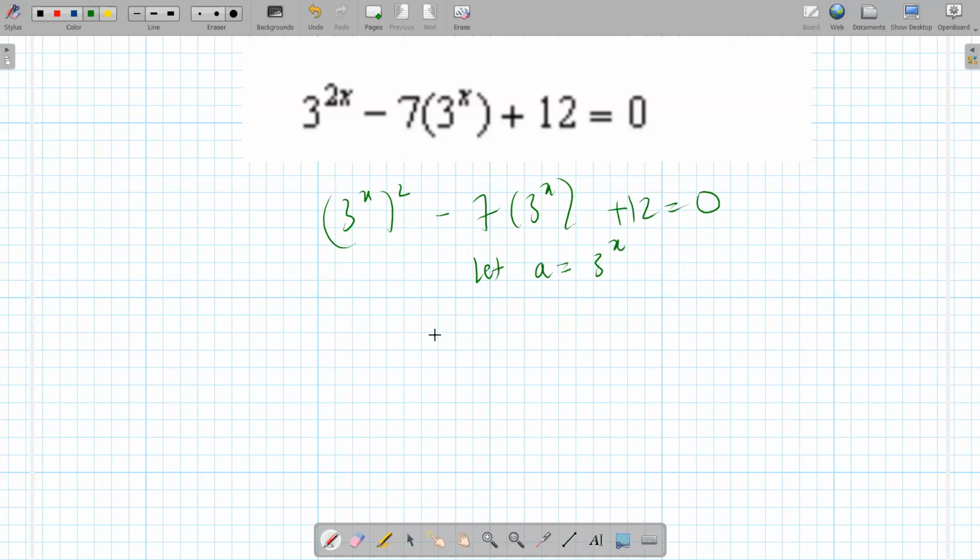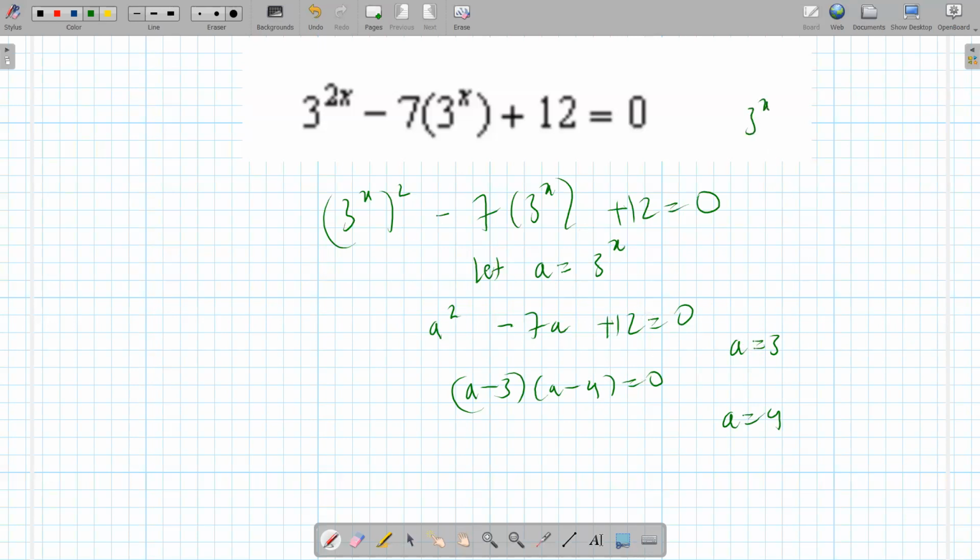I'm going to let a equal 3^x. So we get a squared minus 7a plus 12 equals 0. And this one's pretty easy to factor, right? That's just (a minus 3)(a minus 4) equals 0. So that means a is 3 and a is 4. But we don't want a, we want x. So we're going to replace this.